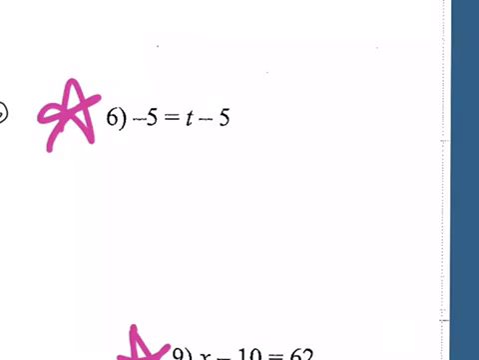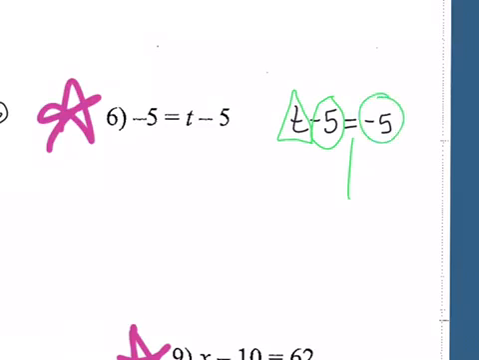Okay, number 6, I can rewrite this if I want my variable on the left side. So t minus 5 equals negative 5. I've got a variable, a number, and a number. So think about which side you want to start on. Which side should I start on? The left side. What can I move from that side? The 5. Is there another variable on the other side of the equal sign? Oh no. So I have to move the 5.